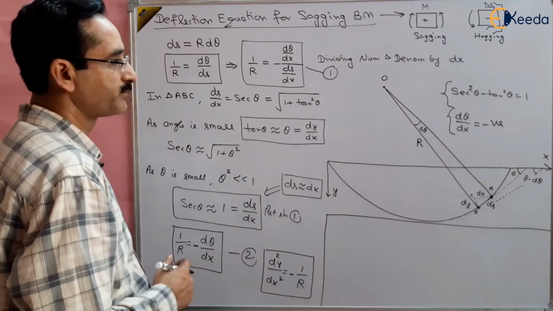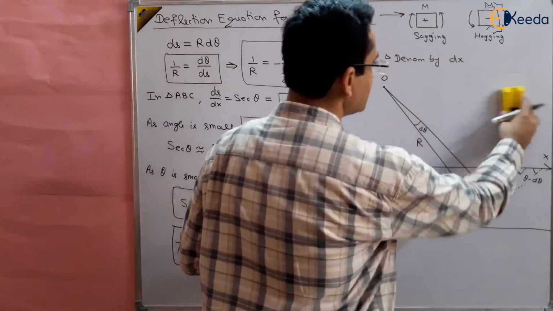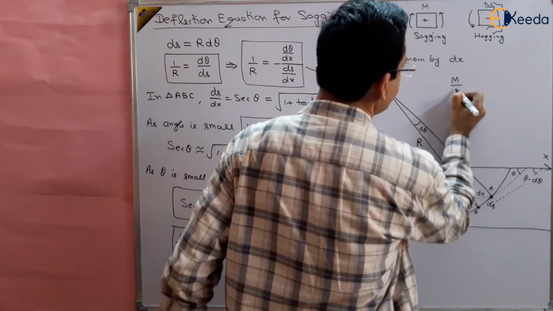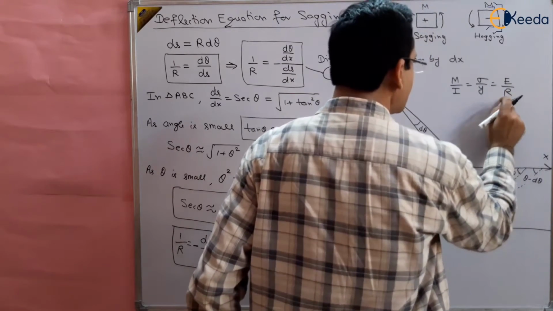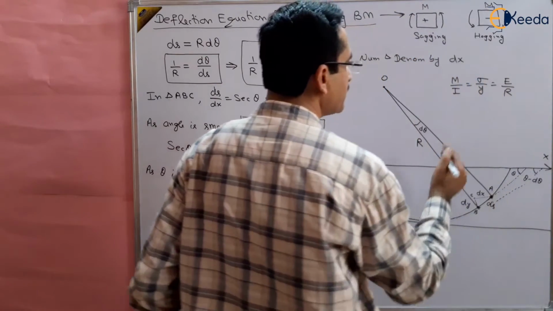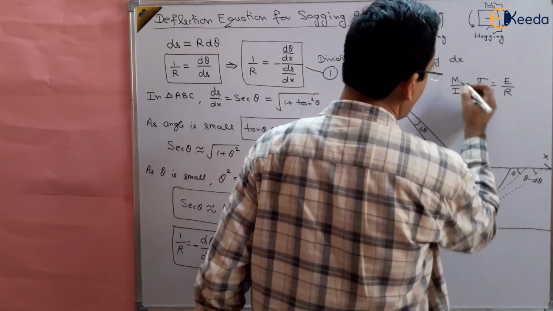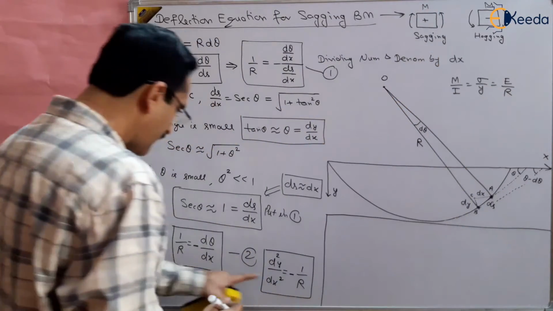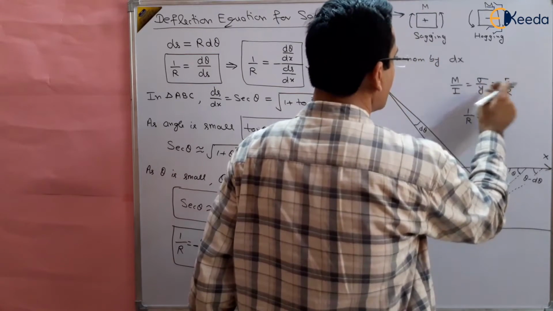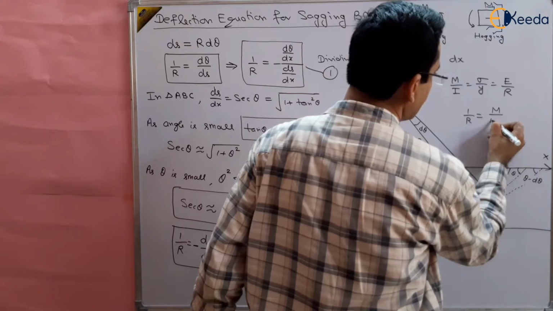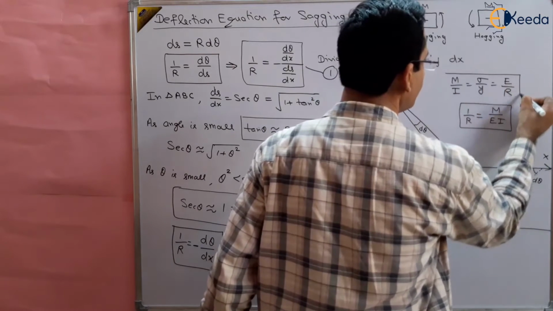Now what is the bending equation? You know the bending equation, I am writing here: M by I is equal to sigma by y equal to E by R. So radius of curvature in terms of bending moment will be written as EI by M. We need 1 by R basically. So 1 by R will be equal to M by EI. M by EI.